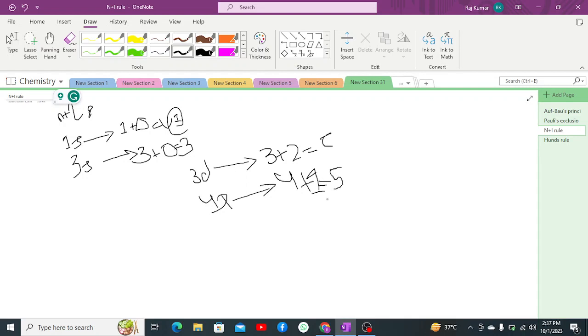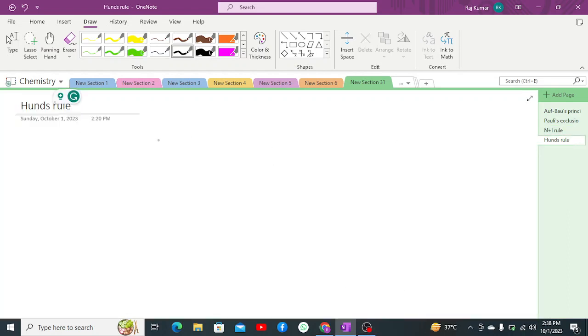Now both have the same n plus l value. In that case, if they have the same n plus l value, then the orbital which has the lower principal quantum number value will be filled first. Here 3d has the lower principal quantum number, due to which it will be filled first. This is a rule. And now last but not the least, we have Hund's rule.